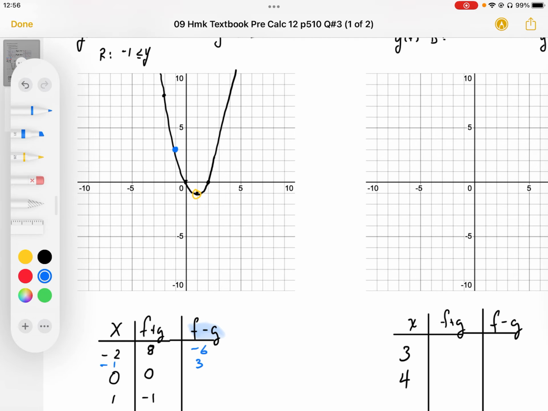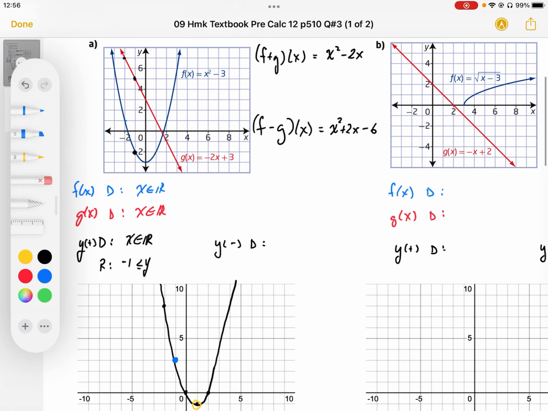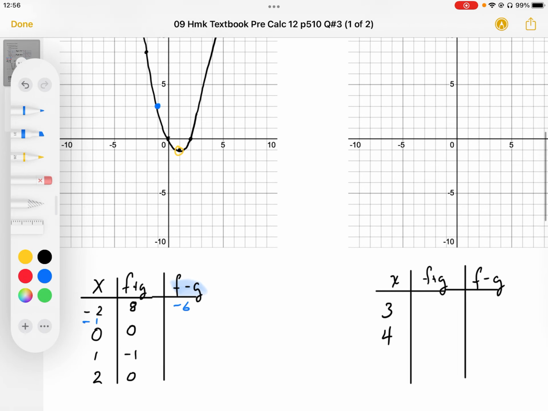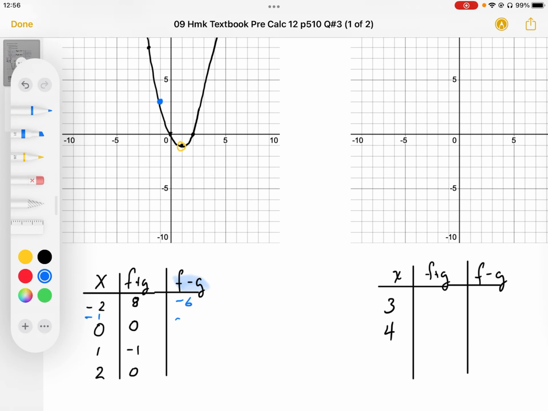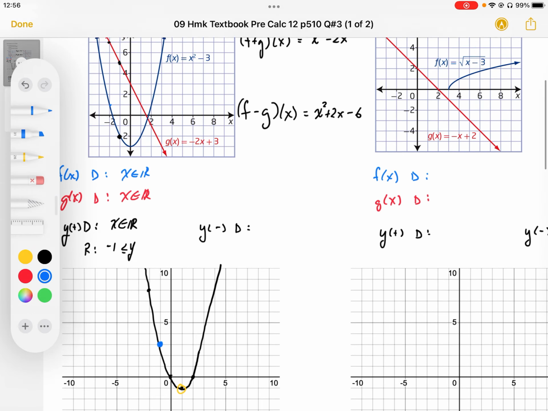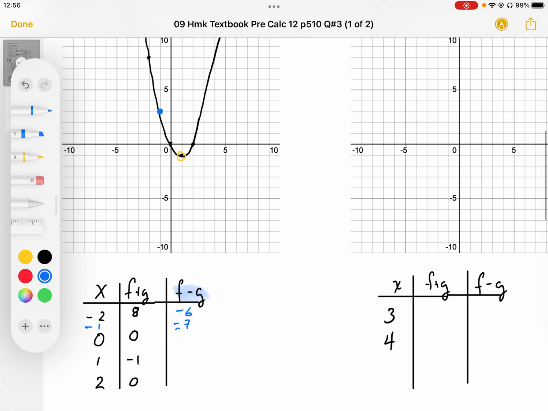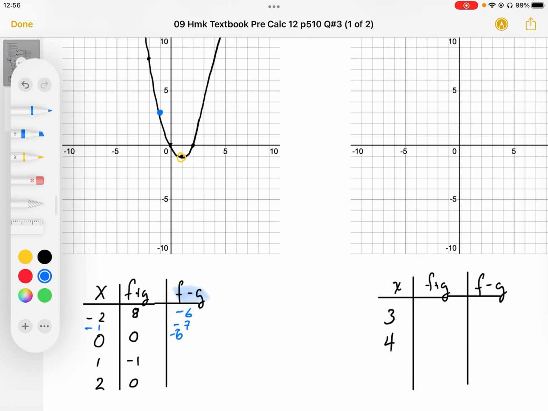Okay, and I think I may have added the coordinates, so I'm going to do negative 1 again. Negative 1 was 2 minus 5, so that's going to be negative 3. At x equals 0, we have negative 3 minus positive 3, which is negative 6. So I'm going to get negative 6 here. And again, we can start showing some of these coordinates here.